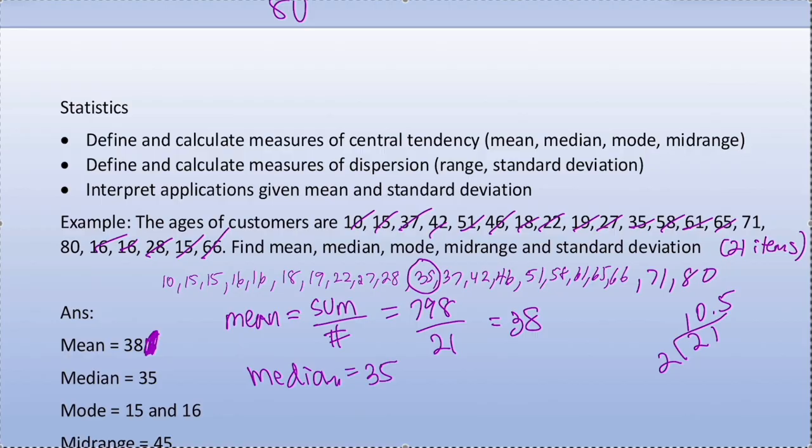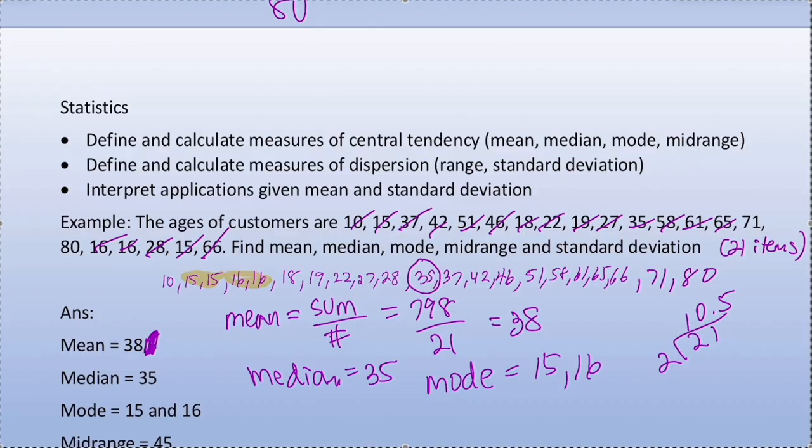Let's talk about modes. Now, modes are the most occurring values on your list. I see 15 twice. I see 16 twice. Nothing else appears more often than that. So we actually have two. You can have no modes or more than one. There's a mode of 15 and a mode of 16.